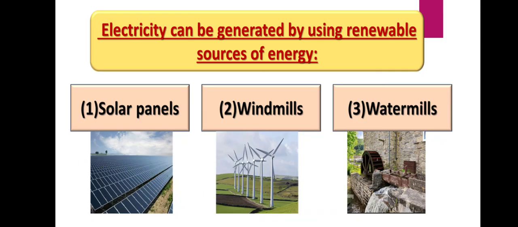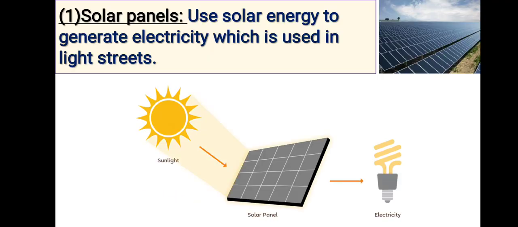Okay, let's start with the solar energy from the sun. How can we generate electricity from the solar energy from the sun? By using solar panels. Do you know the solar panels? Yes, the solar panels which we put on the roof to take the solar energy from the sun. The solar energy means the energy that comes from the sun, which is the light energy and heat energy.